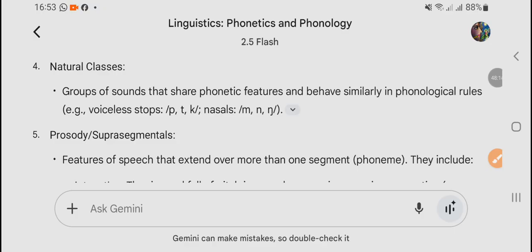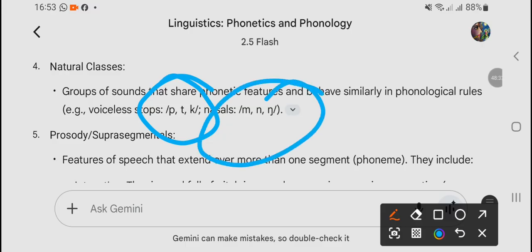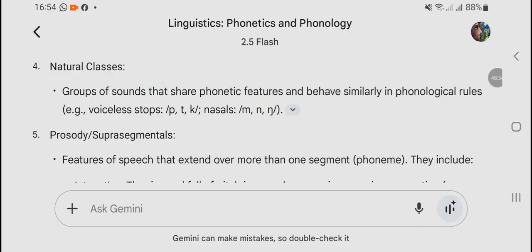Natural classes are groups of sounds that share phonetic features and behave similarly in phonological rules. Voiceless stops like T, K, and nasals like M, N. So natural classes means these come under voiceless stops, nasal sounds. So this is a class. How are M, N, and Ng together? Because in all these phonemes the airflow comes from the nostrils. So that comes under one group. So natural classes are part of phonology, because of phonology, different classes are there.